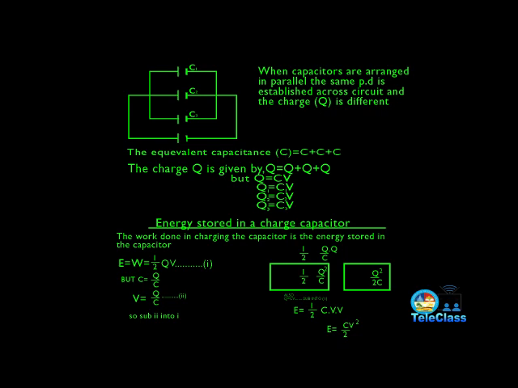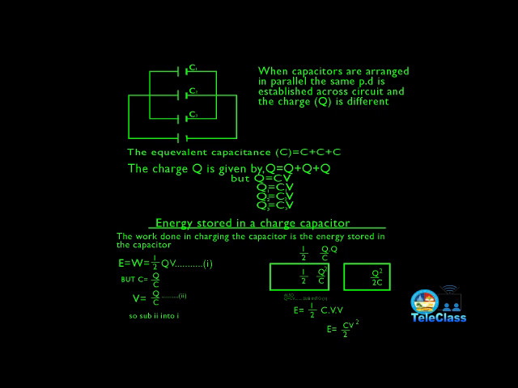Now, energy stored in a capacitor. The energy stored in a capacitor is the work done in that capacitor. Mathematically, E, which is energy, is equal to the work done, W, and is equal to 1 over 2 QV. Now, if we take that as equation 1, we know from the previous formulas that we have done, we said Q is equal to CV, so C is equal to Q over V.